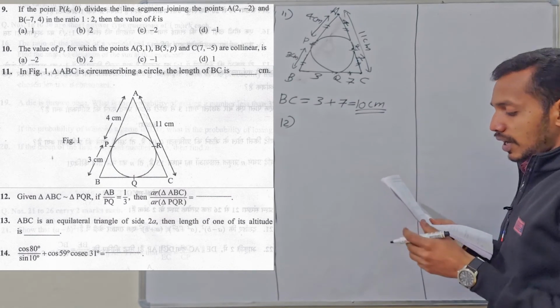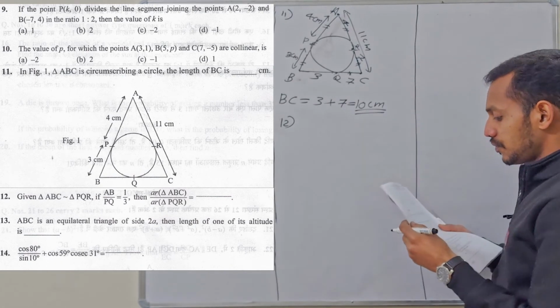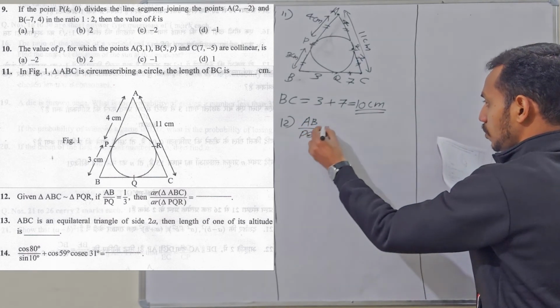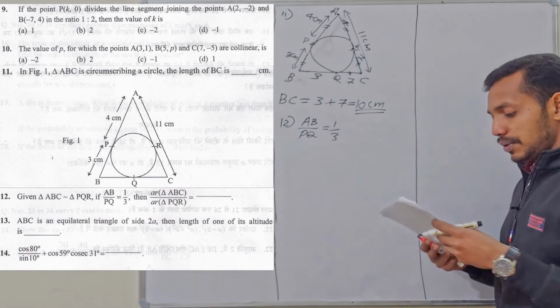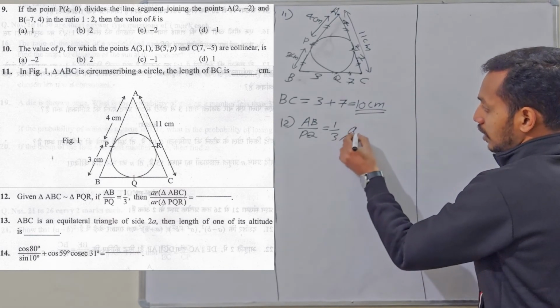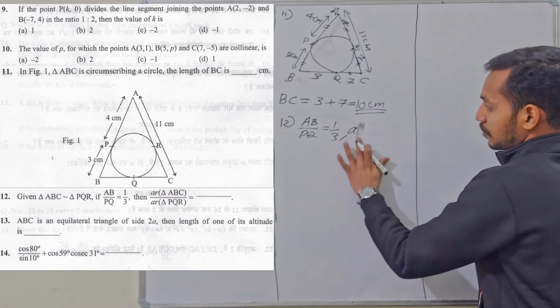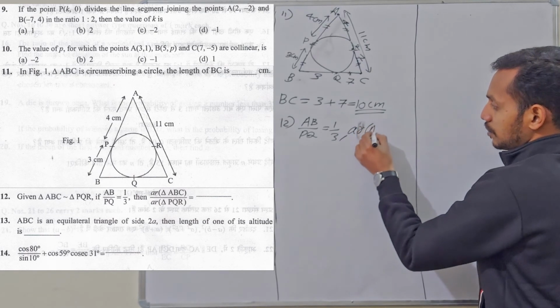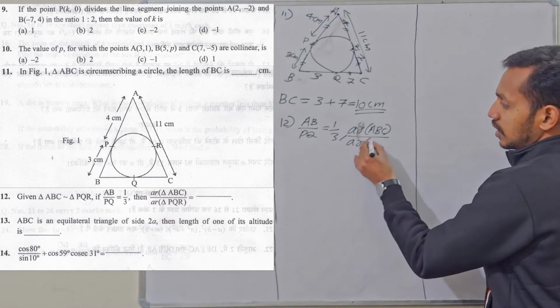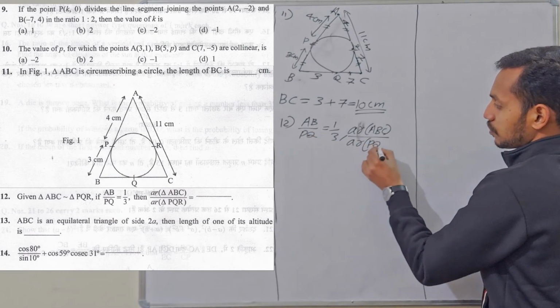Given the two triangles ABC similar to PQR, and AB by PQ is equal to 1 by 3. What we have to find is the ratio of the area of triangle ABC to the area of triangle PQR.